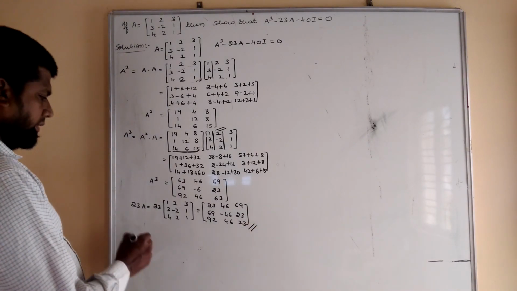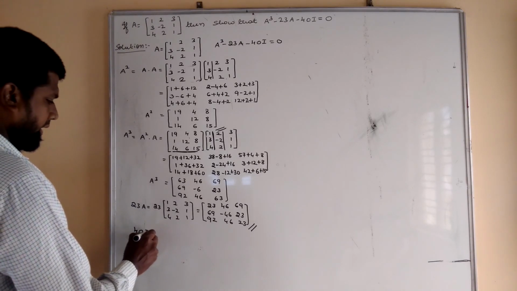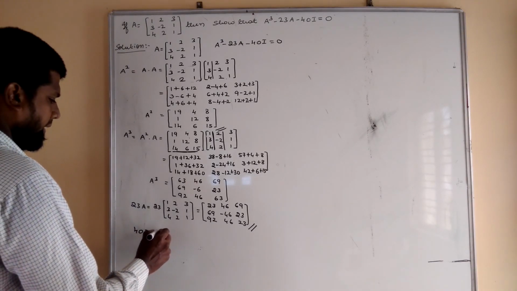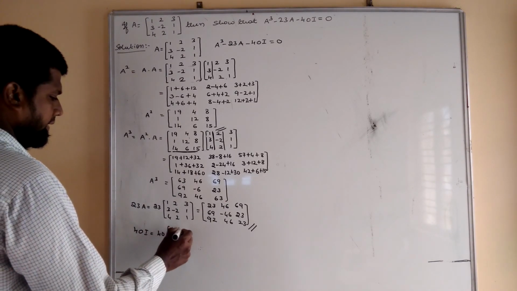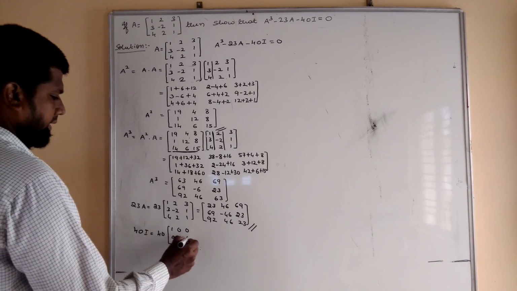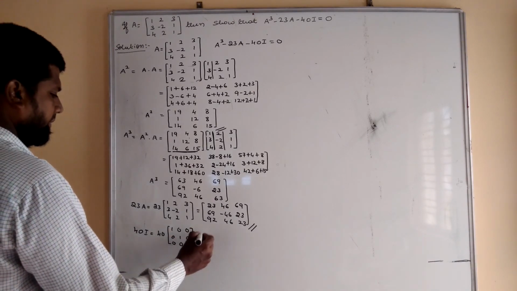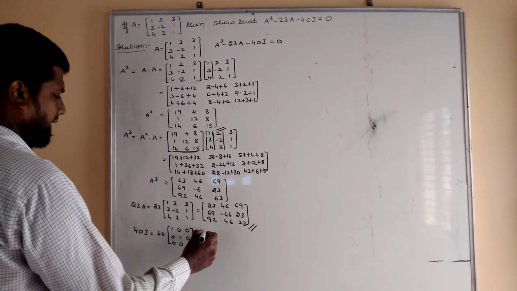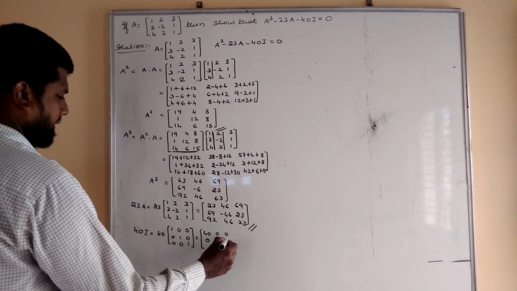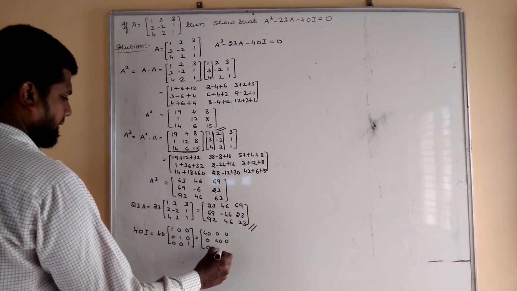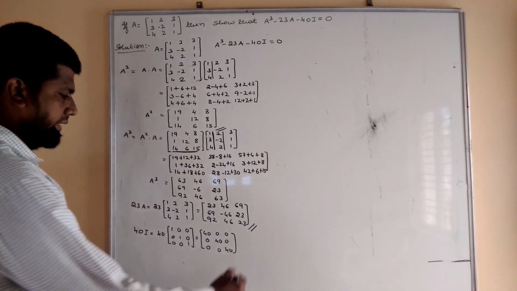23A. So now let us take the 40I. 40 into I, where I is the identity matrix of order 3 cross 3, 1, 0, 0, 0, 1, 0, 0, 0, 1. If you multiply scalar multiple 40 with the identity matrix, 40, 0, 0, 0, 40, 0, 0, 0, 40. So this is the 40I we got.